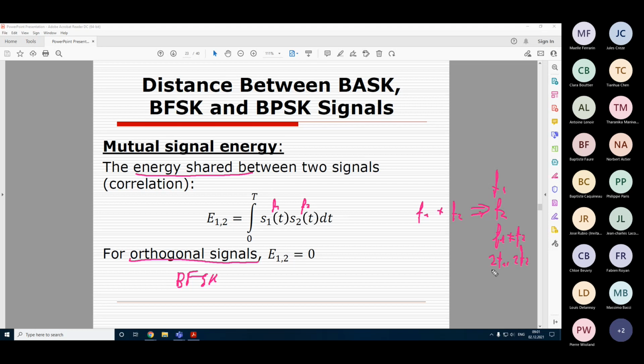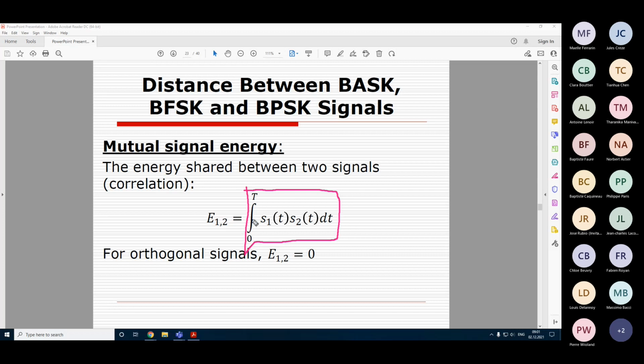So these harmonics are also produced because of this multiplication. For that reason, we prefer it to be 0 for frequency shift keying. And that is 0 only if these signals are orthogonal. That's actually the property of orthogonal signals, that this scalar multiplication or mutual correlation is 0. So this is the property.